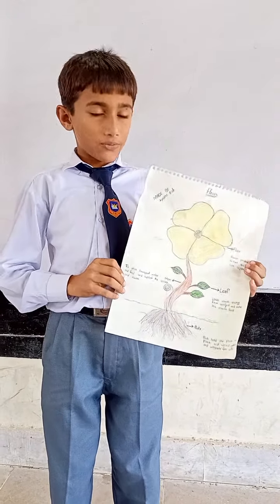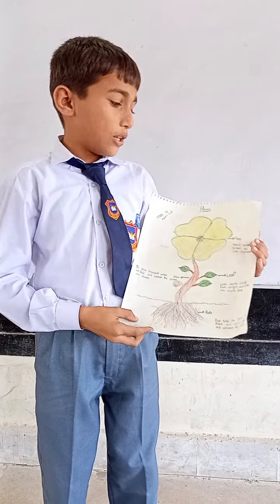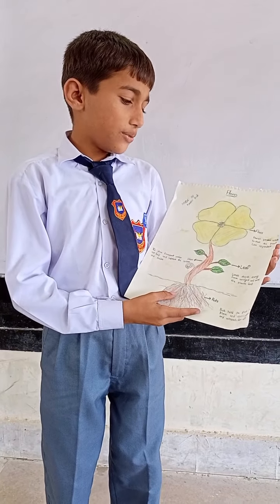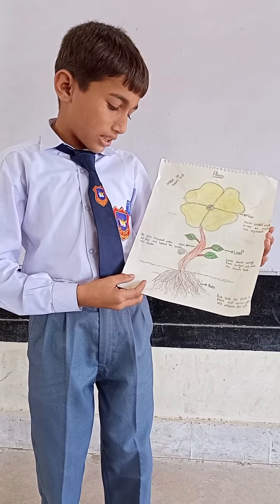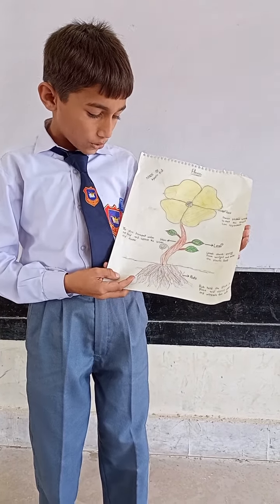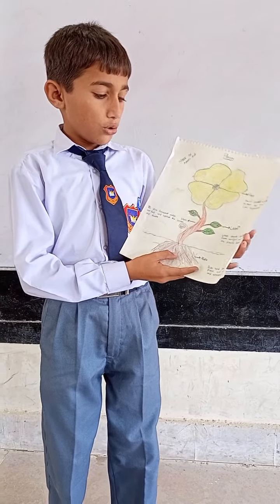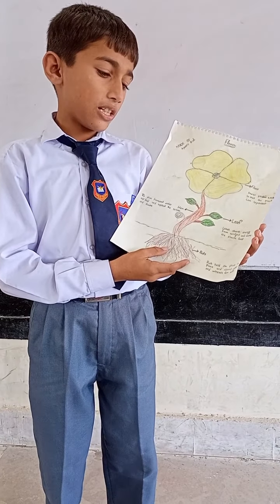Today my topic is flower functions, like flower, leaf, stem and roots. Flower produces seeds so that the plant can reproduce. Leaves absorb energy from sunlight and make the plant's food. The stem transports water and food and supports the leaves and flowers. Roots hold the plant in place and absorb water and minerals from soil.